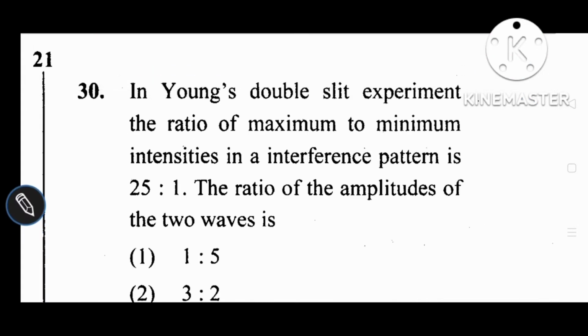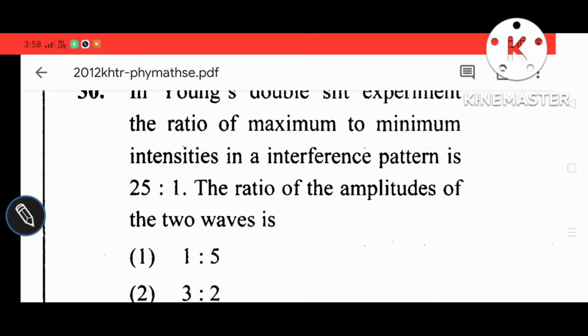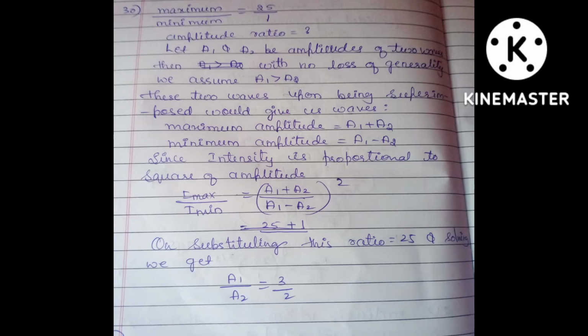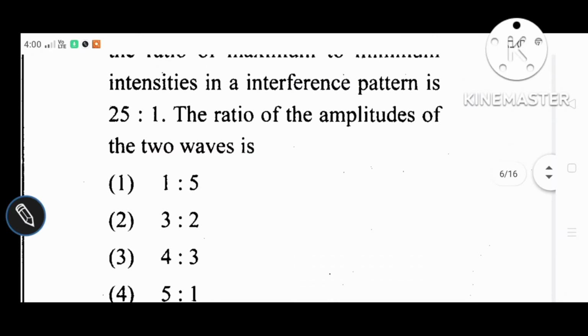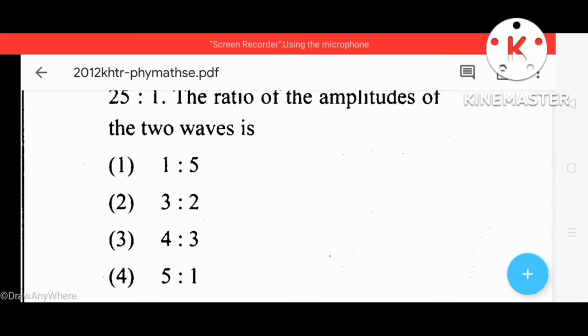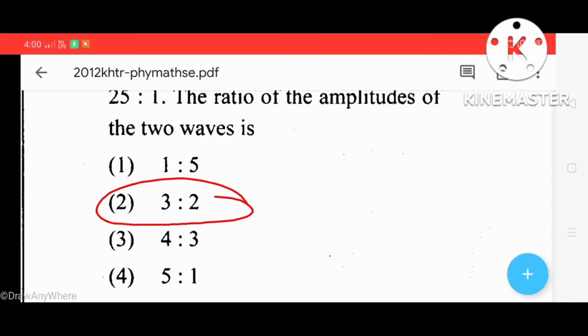In Young's double slit experiment, the ratio of maximum to minimum intensities in an interference pattern is 25:1. The ratio of the amplitudes of the two waves we have to find here. This is how we are going to solve the ratio. It's a bit theoretical one. You just take a screenshot and later you can write it down. Finally, we are getting the value of their ratio. It is 3:2. That is option number 2, the correct answer here.